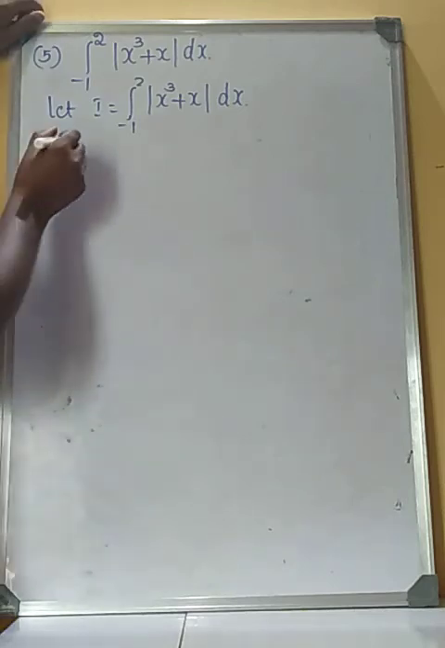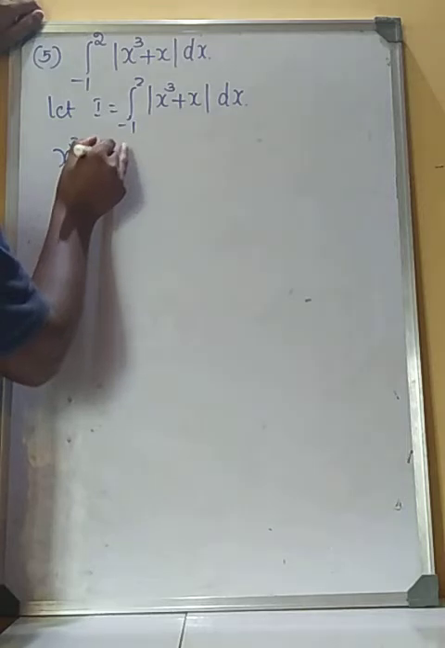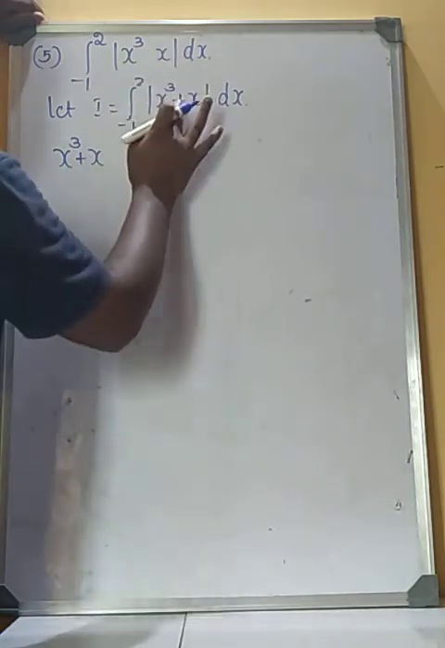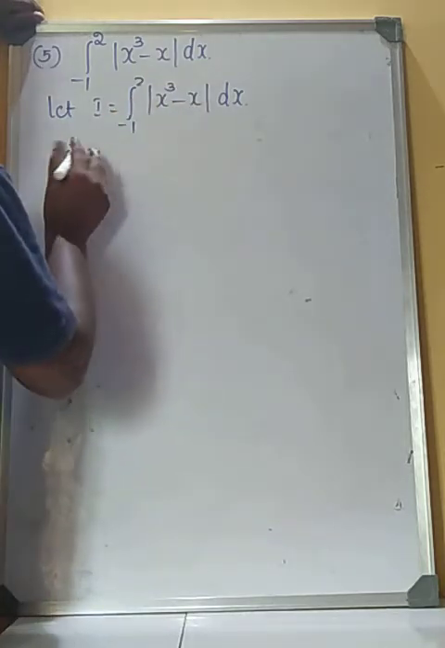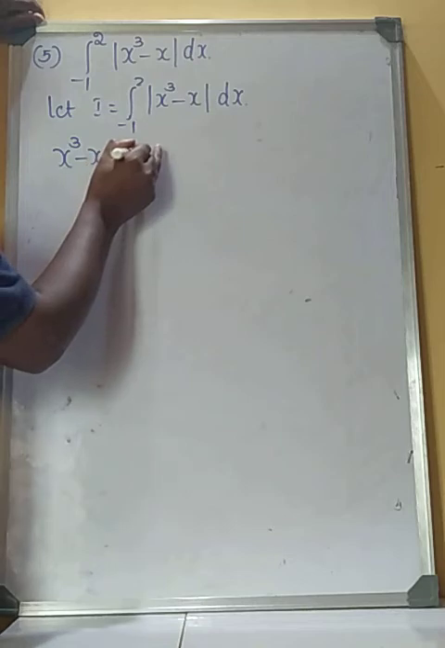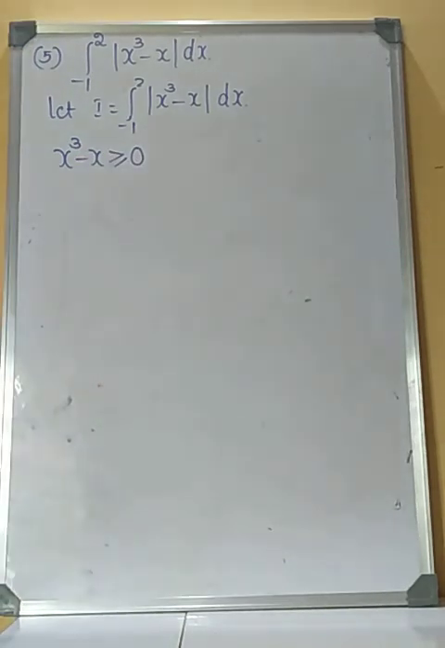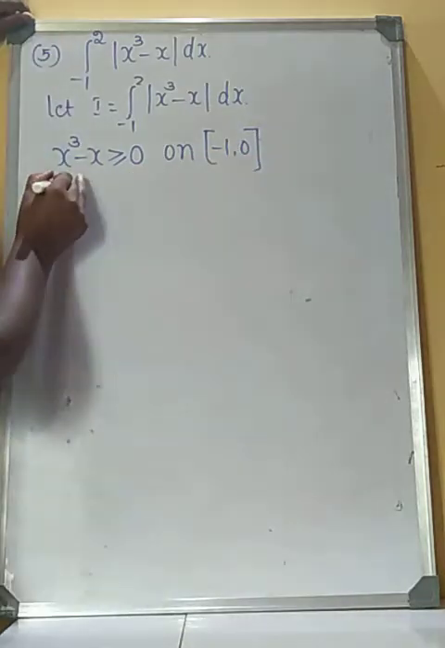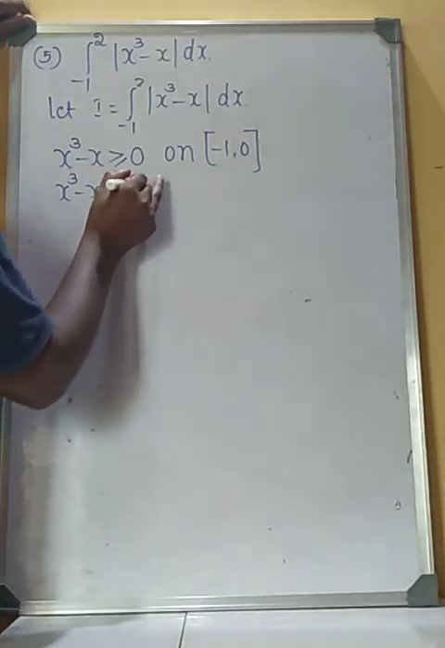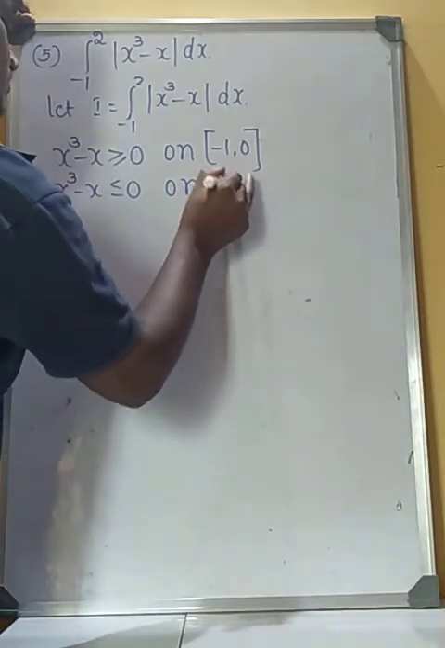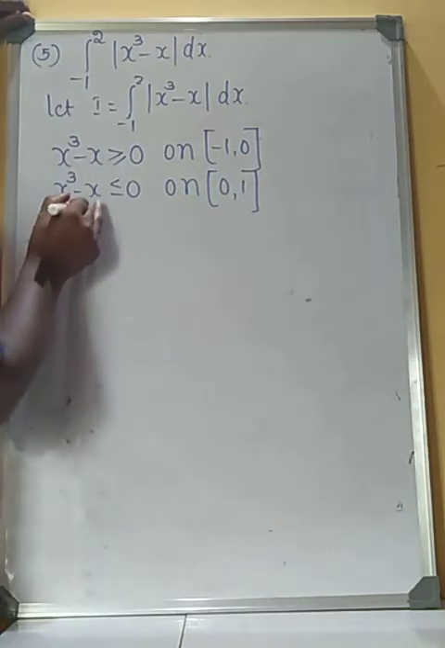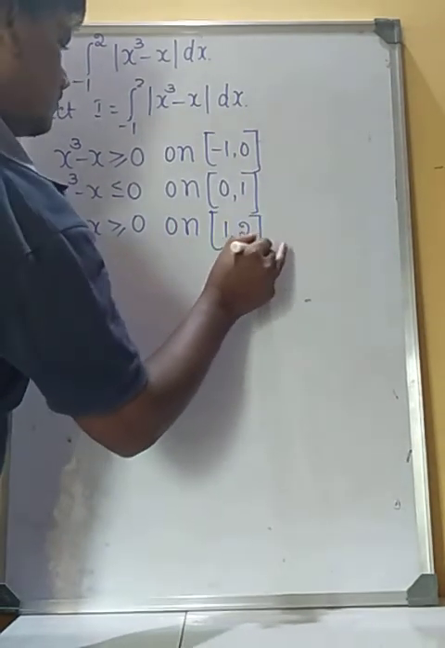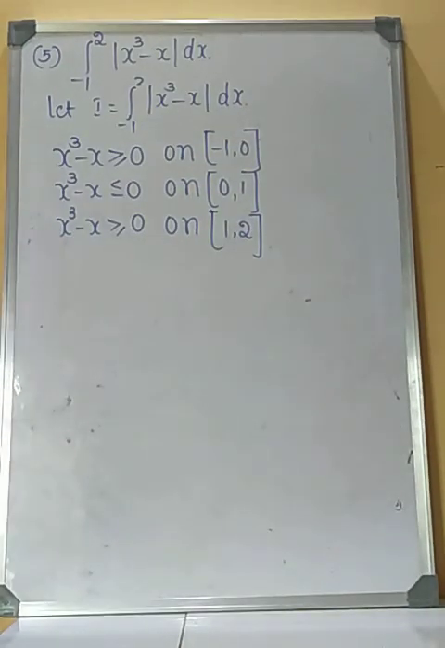Here we note that x cube minus x is greater than or equal to 0 on the interval minus 1 comma 0, x cube minus x is less than or equal to 0 on 0 comma 1, and x cube minus x is greater than or equal to 0 on 1 comma 2. So we note these intervals.